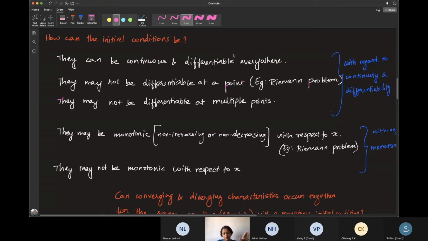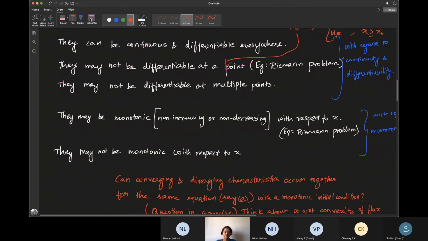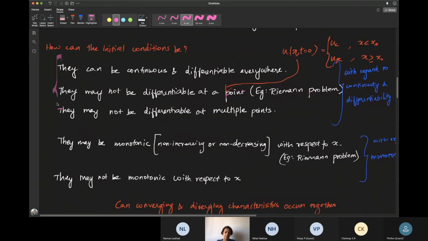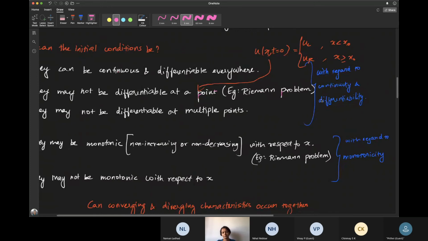So u at x comma t equals 0 was ul and ur for x less than x naught and x greater than or equal to x naught. So this was your Riemann problem. An example for a function being not differentiable only at a single point is a Riemann problem. So these are some things with respect to continuity and differentiability.